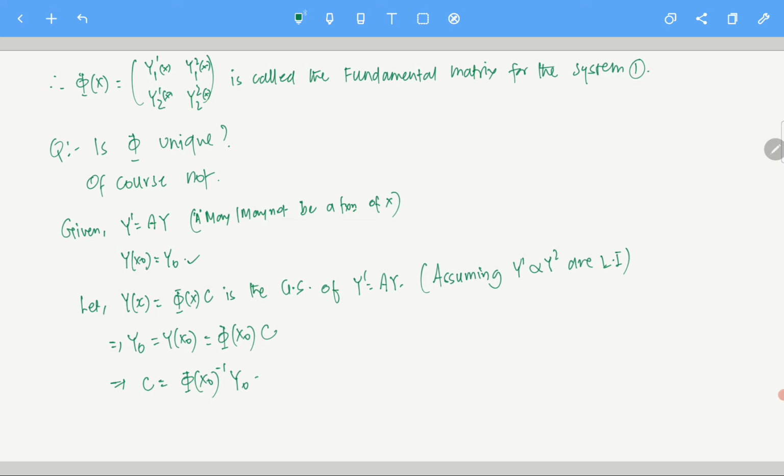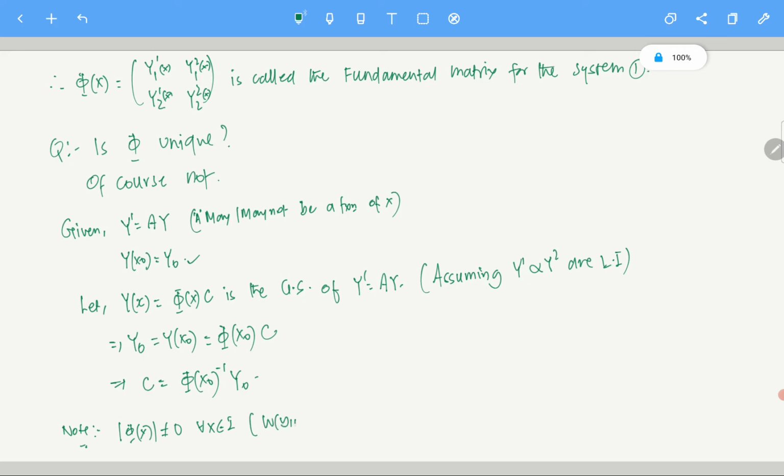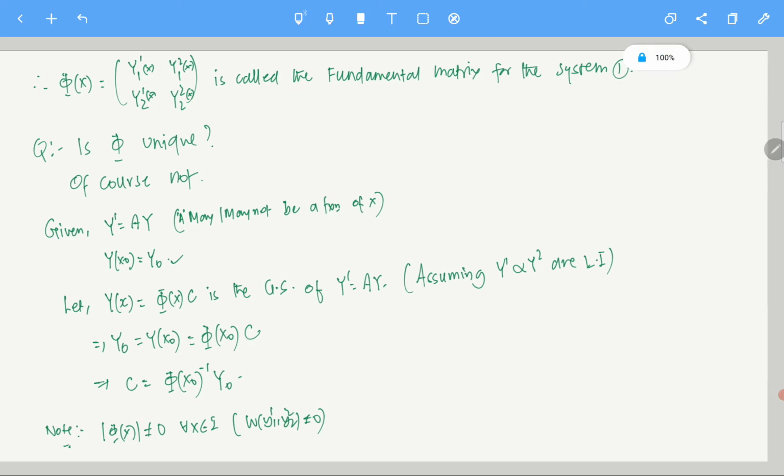Why? Because note that y1 and y2 are linearly independent solutions. If you look at the determinant of phi of x, that is going to be non-zero for all x in I, because y1 and y2 are linearly independent. The determinant of phi is nothing but the Wronskian of y1 and y2, which is non-zero because y1 and y2 are linearly independent.